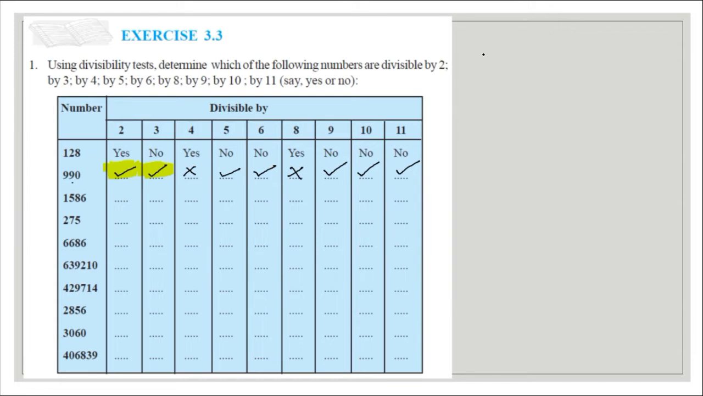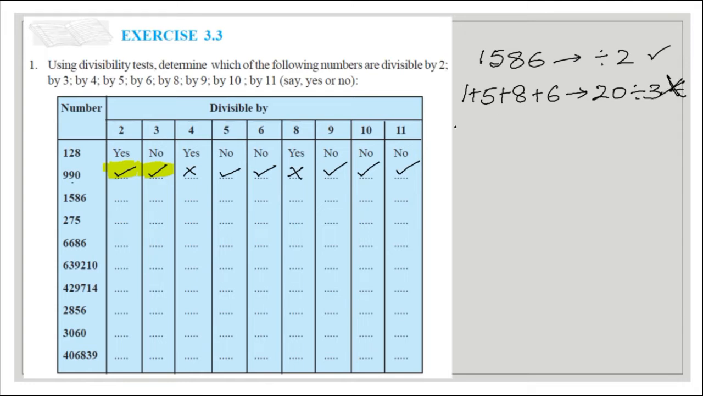Suppose if I consider 1586, it is even, it is divisible by 2. 1 plus 5 plus 8 plus 6, if you do, the sum is 6 plus 8, 14 plus 6, 20. Is 20 divisible by 3? No. 20 is not divisible by 3. Here only I can say that it is not divisible by 9 also.